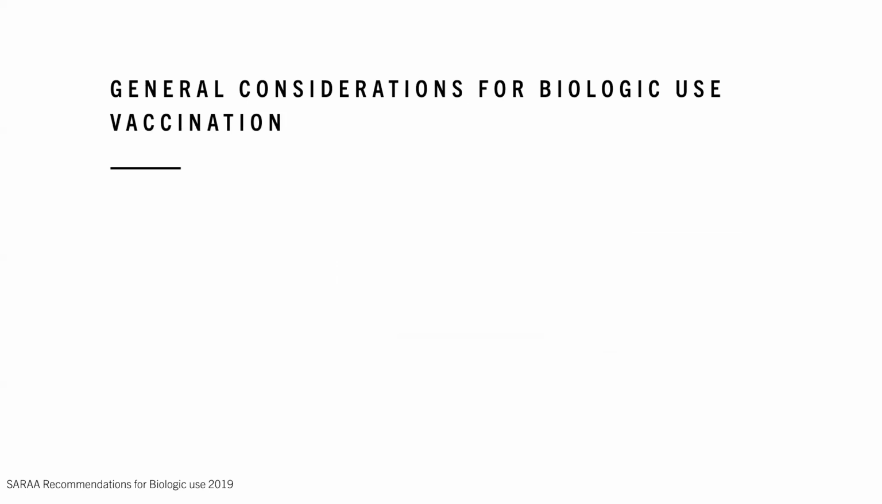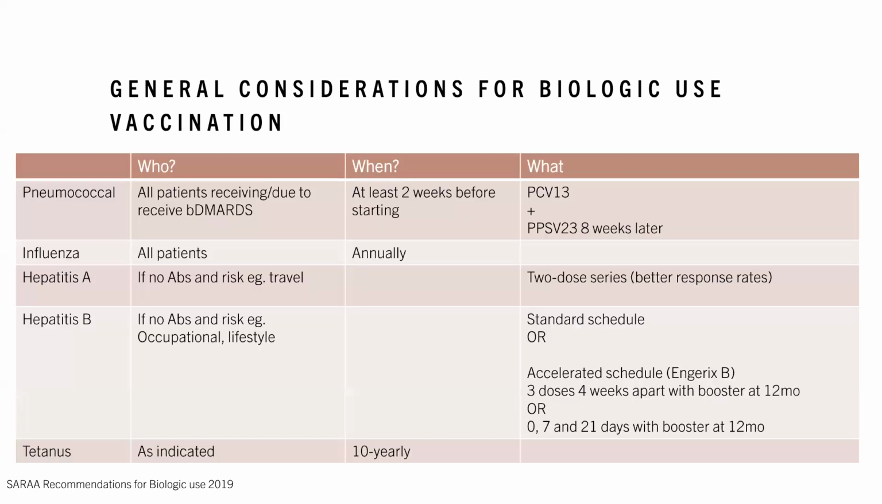And then you can obviously also consider vaccination. Generally all patients should get flu vaccinations. Everyone should have a tetanus vaccination. Any patients that are due to receive biological DMARDs should be vaccinated against pneumococcus. A rapid way to do that is to give the PCV13 vaccination, and then 8 weeks later give the PPSV23 vaccine. It's best to do this at least 2 weeks before you put the patient on the biologic.